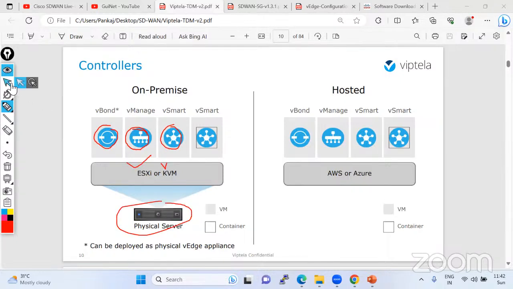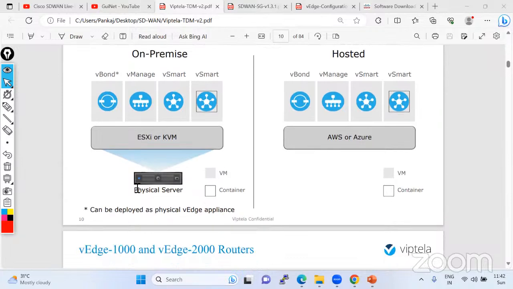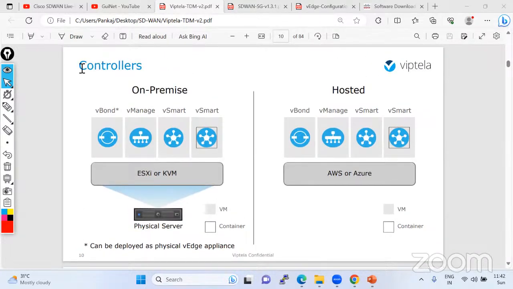Suppose I have an existing server, can I do it on that? Yes, you can, absolutely. Can I take it to AWS or Azure as well? Yes, we can host it too. You can host it on AWS and Azure as well. So you can have these two deployment options. This is for the controllers. There are no physical appliances.